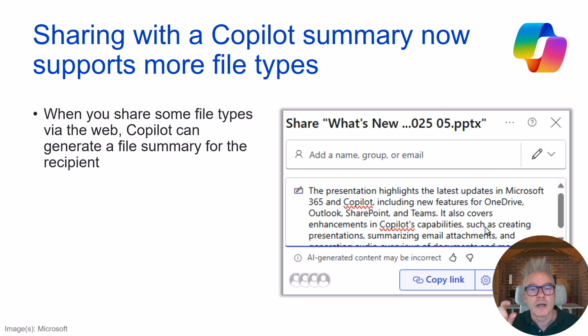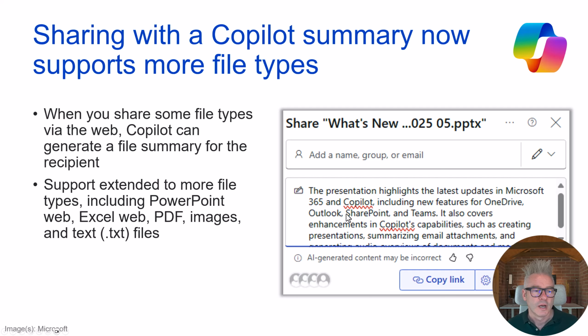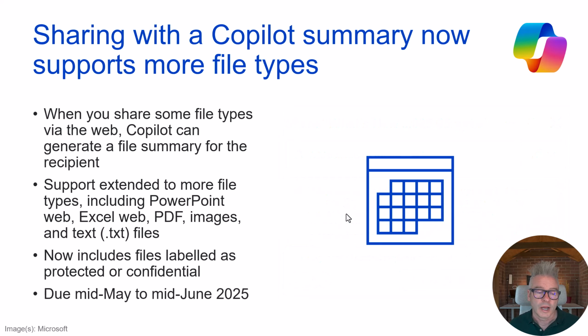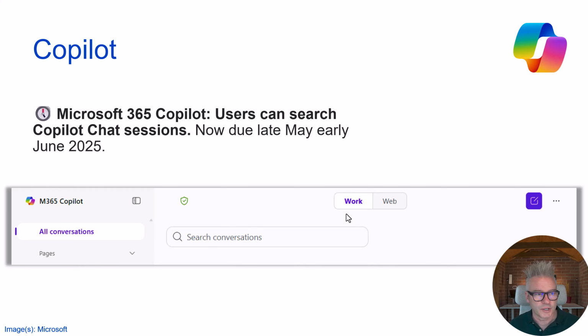So based on that, you know whether you need to read it straight away, don't you? That is getting extended to more file types, including PowerPoint for the web, Excel, PDF, images, and text files. So even if you're not interested in the new changes, I think it's worth reminding yourself that you can do it, because it's quite a nice feature. It includes files labelled as protected and confidential as well. Due mid-May to mid-June, so that's any time now when you're watching this.